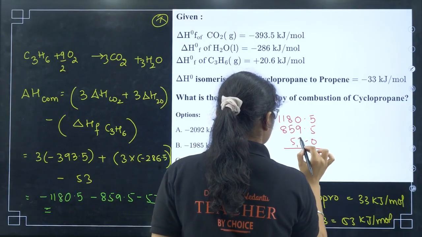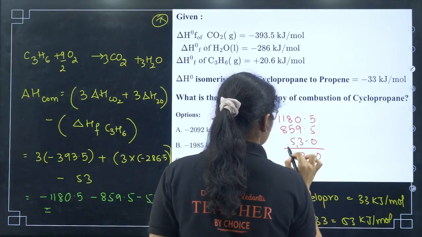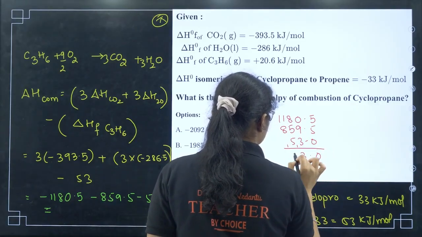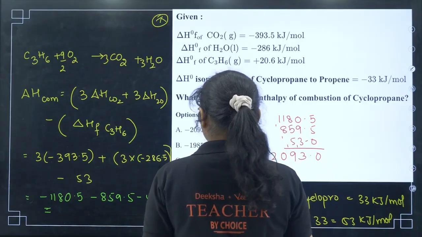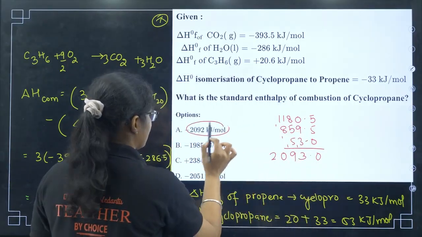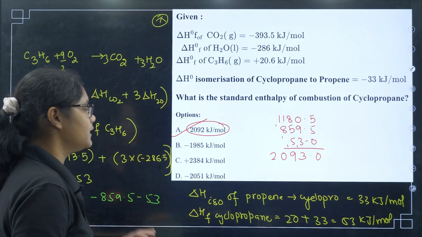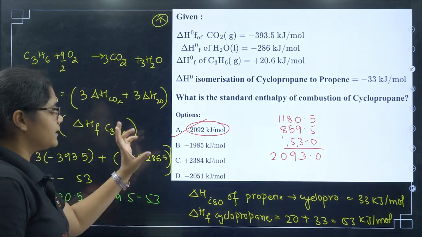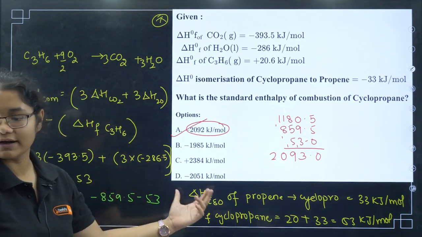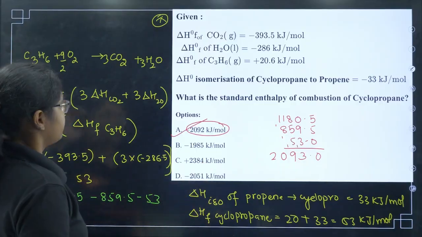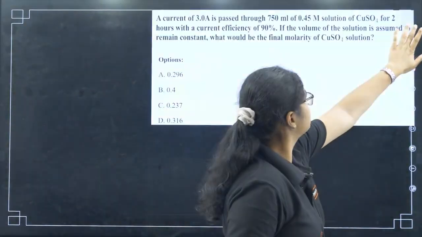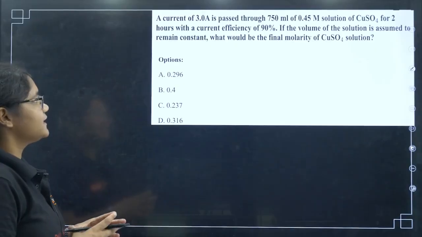So I have 9 plus 1 10 plus 3 13, 5 plus 5 10 plus 18 plus 1 19, 8 9 10, then I have 2093. So I think 2092 is very near here. So option number A is the correct answer. Here the trick part is this one, where you have to find out the isomerization properly, okay. Fine, let's go to the next question here.